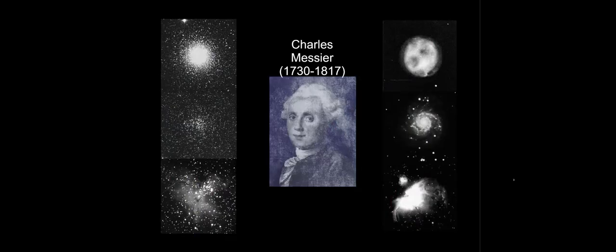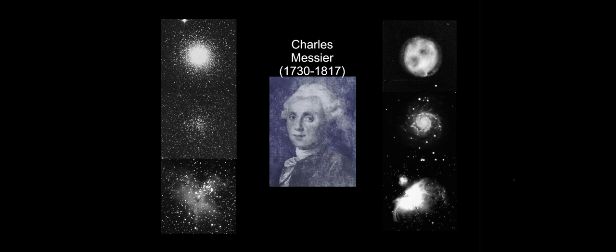And a guy in France named Charles Messier was basically looking for comets. He was coming across things in the sky that were not comets, but they were also not stars. And so he started to write these objects down to keep track of where they were.